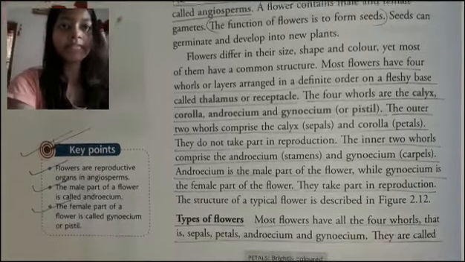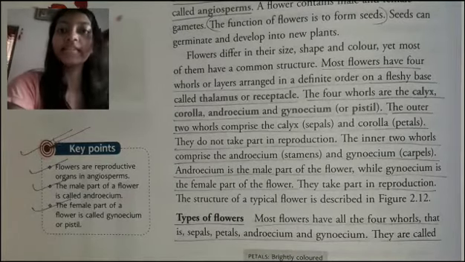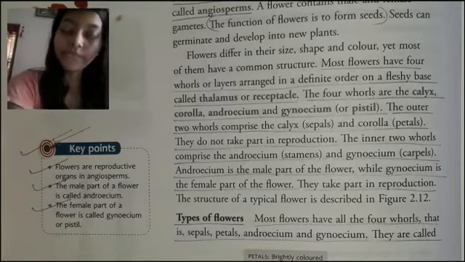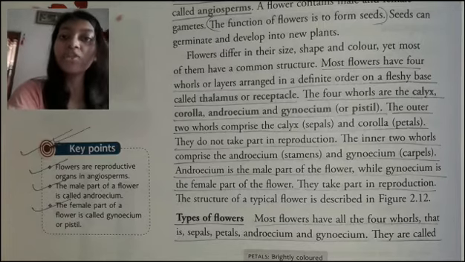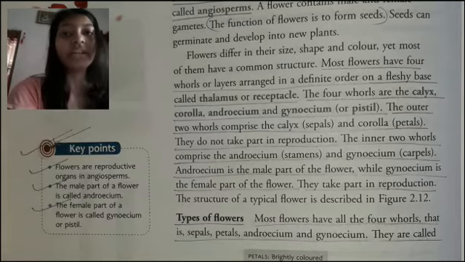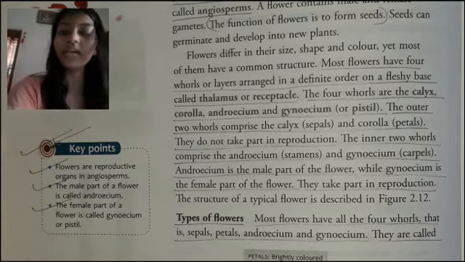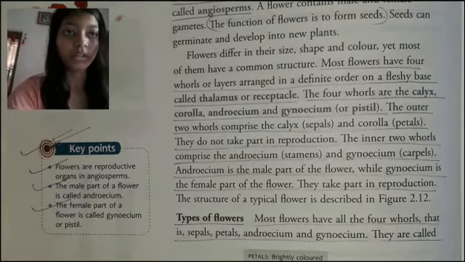Let's go next. Flowers differ in their size, shape and color. Yes, we can see that a rose is not similar to a marigold. They are different in color, shape and size too. Yet most of them have a common structure. Most flowers have 4 whorls or layers arranged in a definite manner on a fleshy base, which is called the thalamus or receptacle. You can say either thalamus or receptacle.